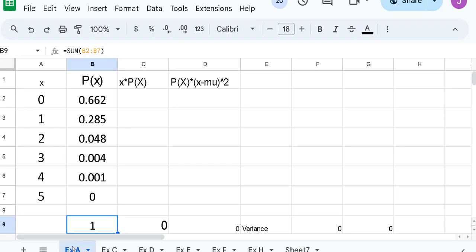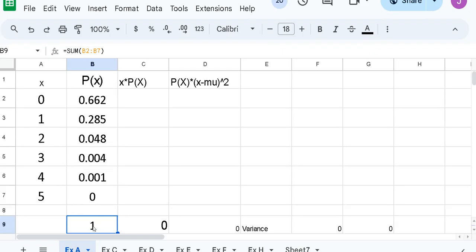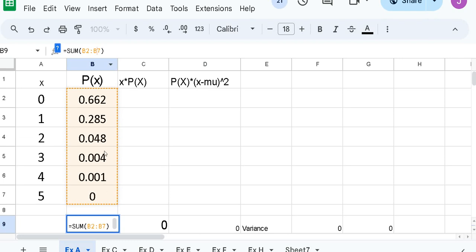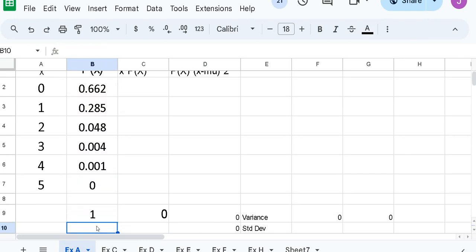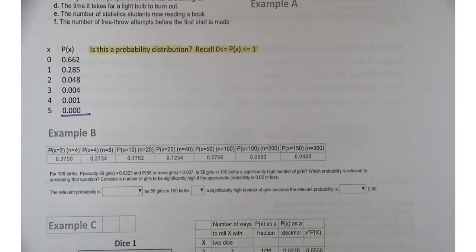If you click the bottom left tab, tab A, you can see that I've already placed the sum in here. The sum of these 5 terms, actually 6 terms, is exactly 1. So great. And since each of these probabilities is between 0 and 1, then wonderful. This is a probability distribution. So the answer to that first question is yes.